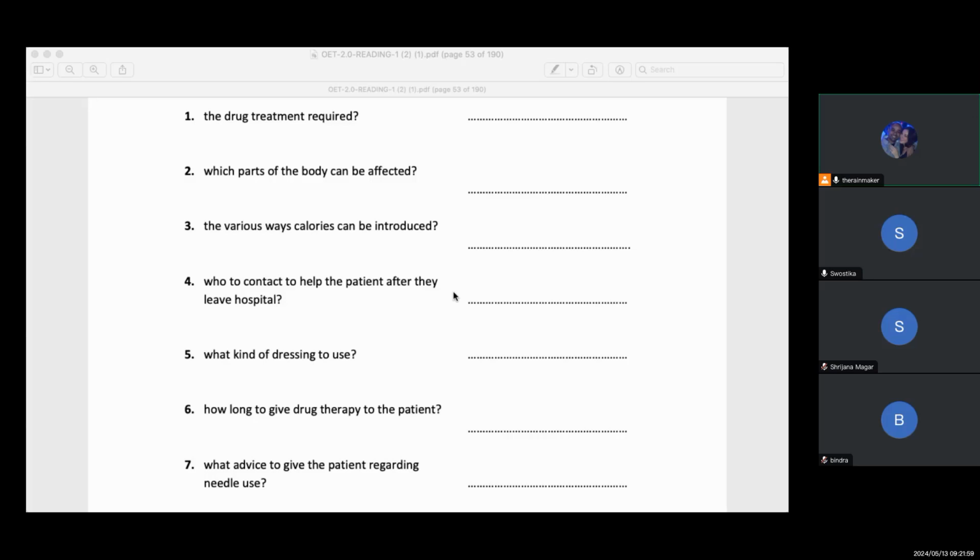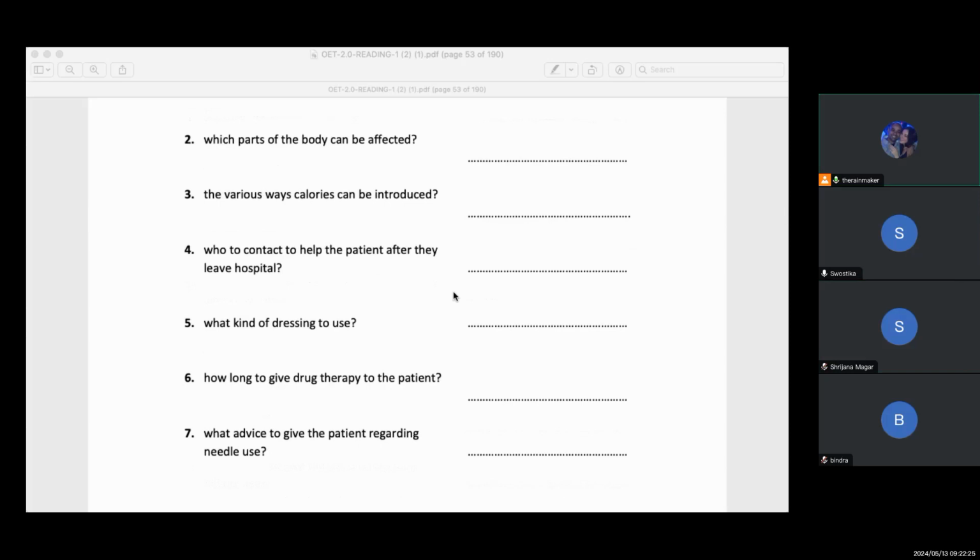Next, the various ways calories can be introduced. Where do you think it is? Everybody, Srijana, can also participate. Guess, from the summary we did earlier. C, sir. Yes, exactly. It's a management thing. Who to contact to help the patient after they leave hospital? Leave hospital means D. Yes, it falls under the discharge plan.